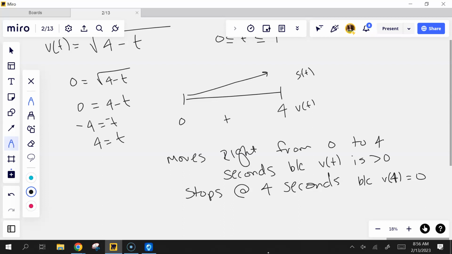Any questions about that part? That's kind of old. That goes back to what we were doing before. Now the next part says, find the particle's displacement for the given time interval. That's the first part. And then it says s of 0 is 3. What's the particle's final position? So the first thing is just the displacement.